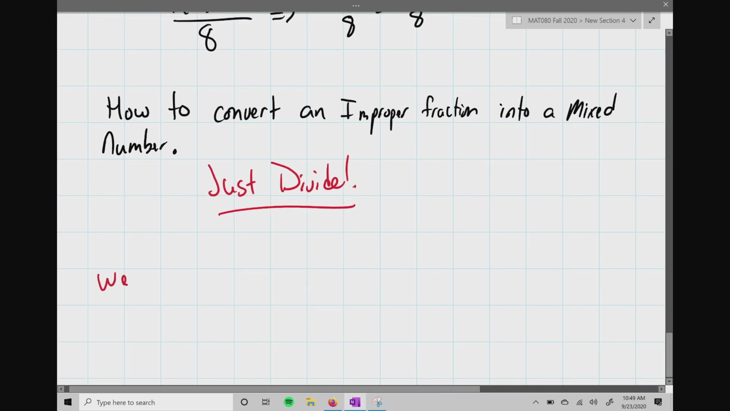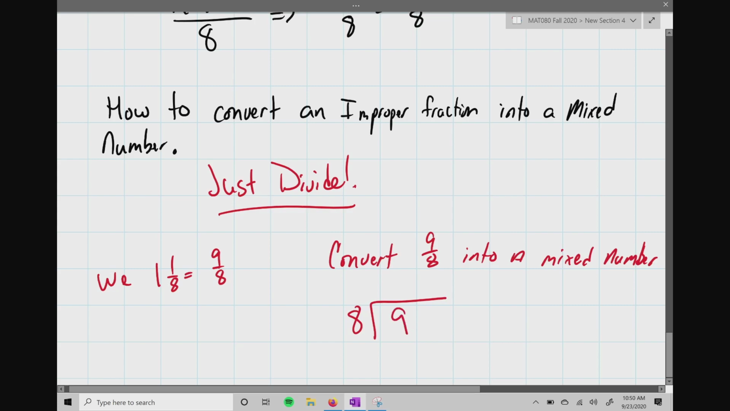We know 1 1/8 equals 9/8. Okay? So the question becomes this. Convert 9/8 into a mixed number. And how do we do that? We just divide. So if I look at 9/8, I know, excuse me, the 8 goes on the outside, the 9 goes on the inside. No, I got that backwards. I knew I was making a mistake. The 8 goes on the inside, the 9 goes no, I was right the first time.